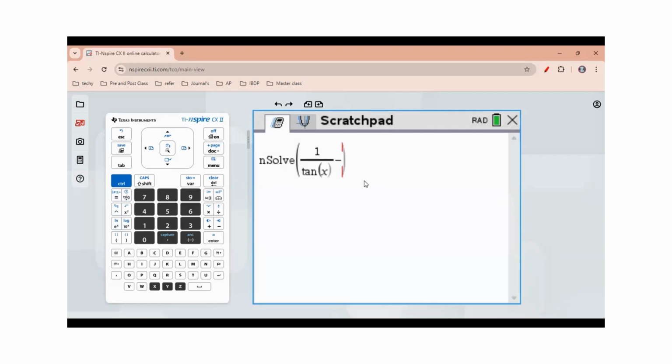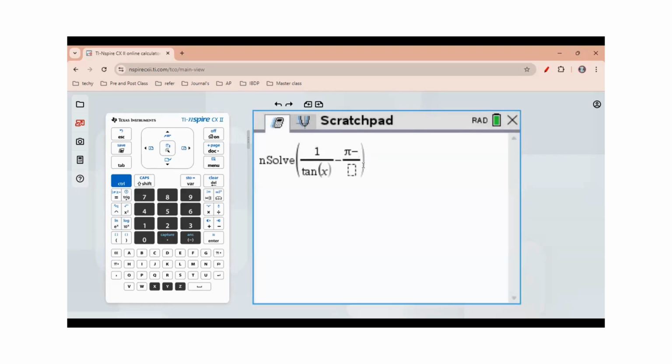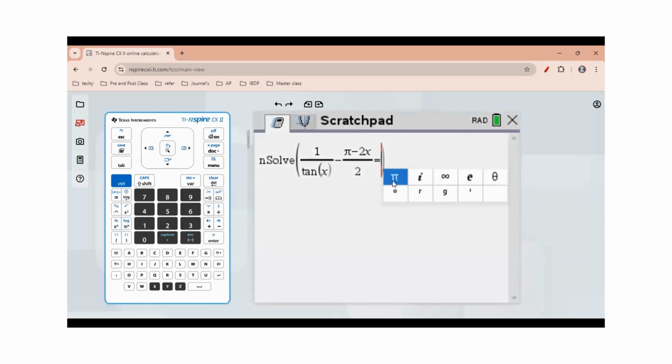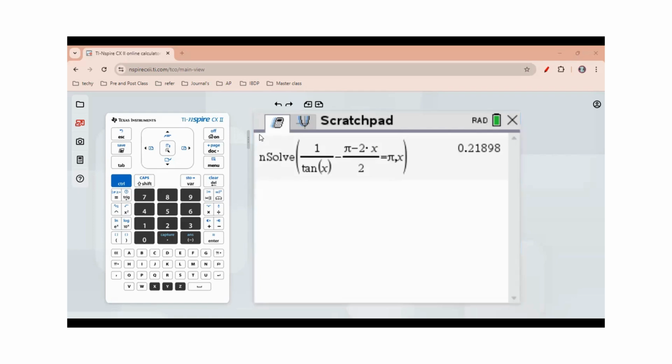Minus, okay, that is again a fraction. There pi minus 2 alpha, that is, alpha is x here, divided by 2 equals, we have pi again on the right side. That's it. And what are we solving for? We are solving for x here. And let's just click enter. We got 0.218 and it is in radian form, right? So that's it. We can finalize our answer here.